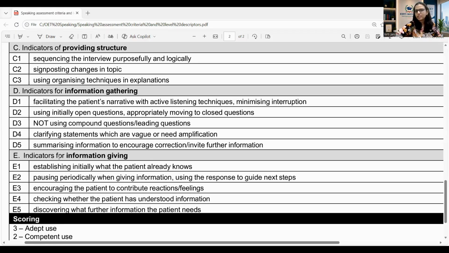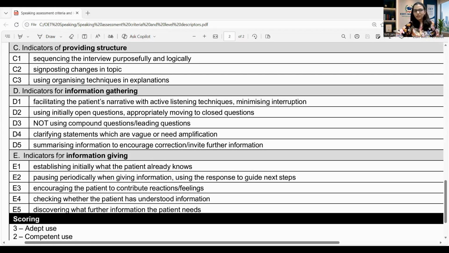And a leading question is, "I think you are in severe pain, isn't it?" No, you think that the patient is in severe pain and you are imposing your thought on the patient by asking a question, and that is not at all accepted by OET. So don't use any compound or leading questions, and I'll show you how you can get stuck while asking the questions, how you are tempted to ask leading or compound questions.